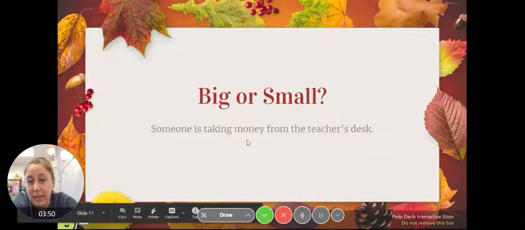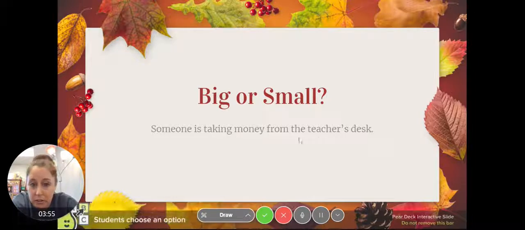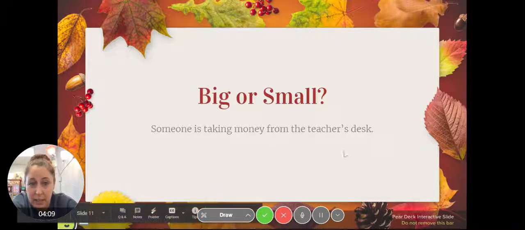Okay, so someone is taking money from your teacher's desk, or maybe you see your brother or sister or a cousin taking money from your dad's wallet or your mom's purse or your stepdad's money clip, whatever it might be. Is that illegal? Yes. So that's a big problem. We can't steal. That's not okay.